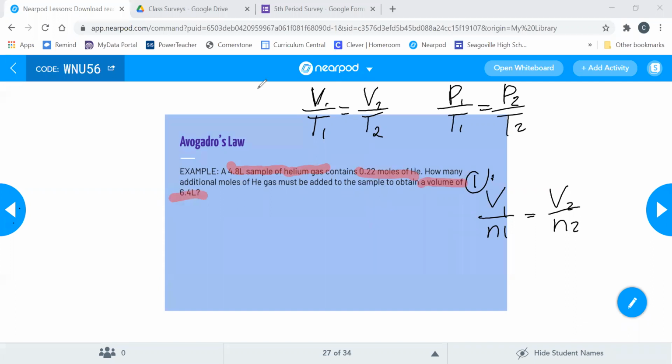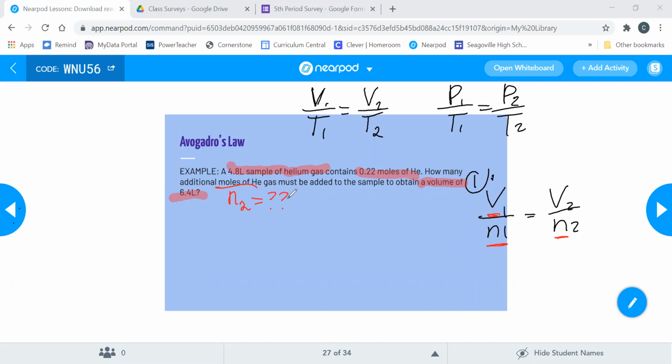So what we're solving for is moles, and they gave us moles of the first one. So they gave us this one, and they gave us volume. But they didn't give us n2. So that's what we're gonna solve for. We're gonna solve for n2. So we don't have that. First thing I'm gonna do is rearrange my formula.